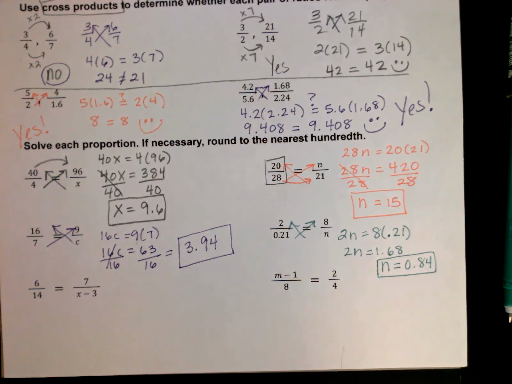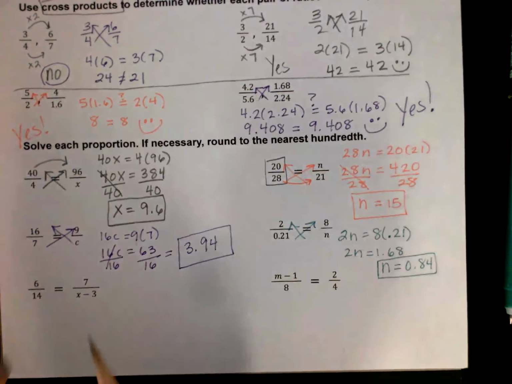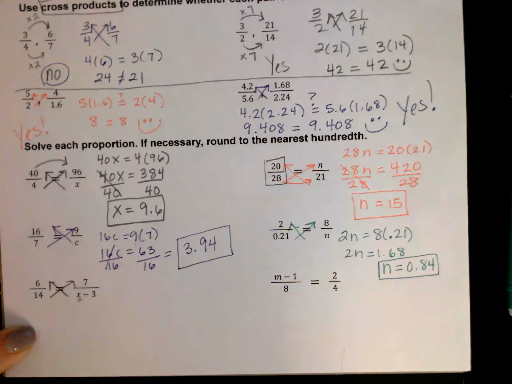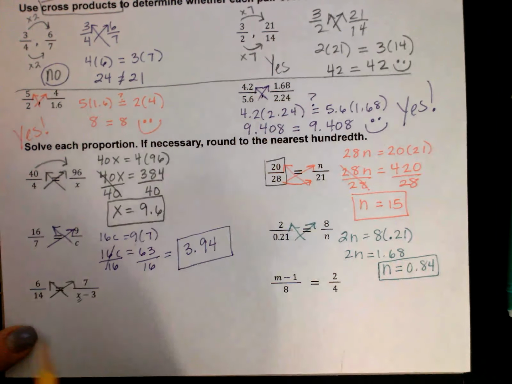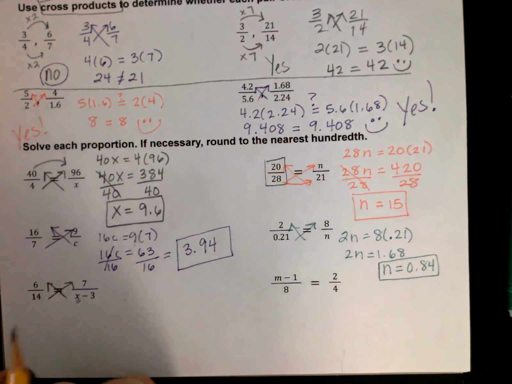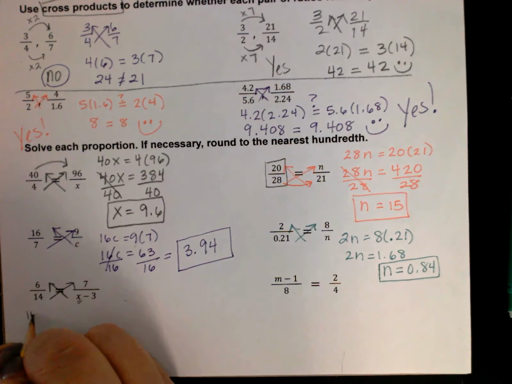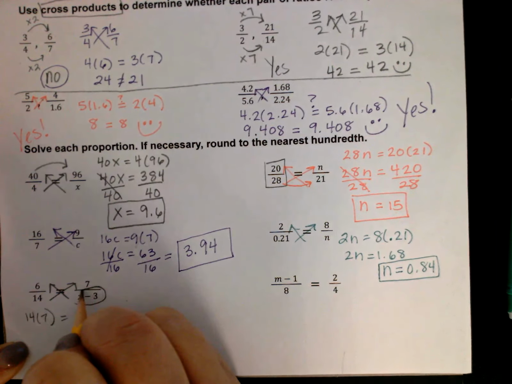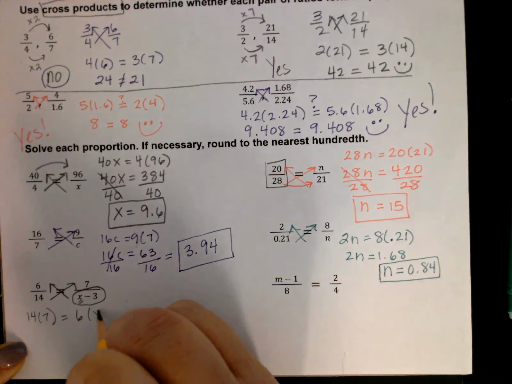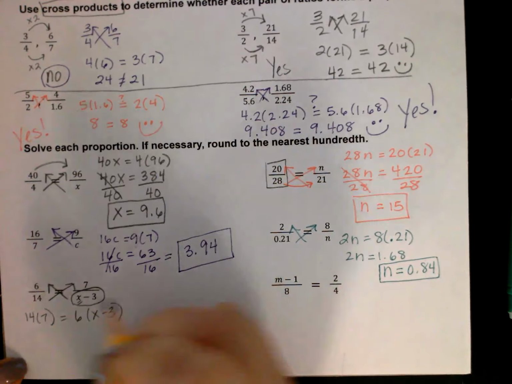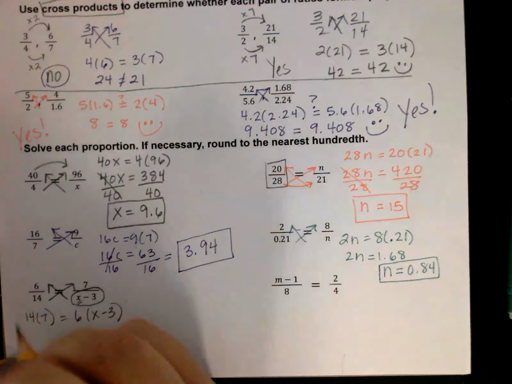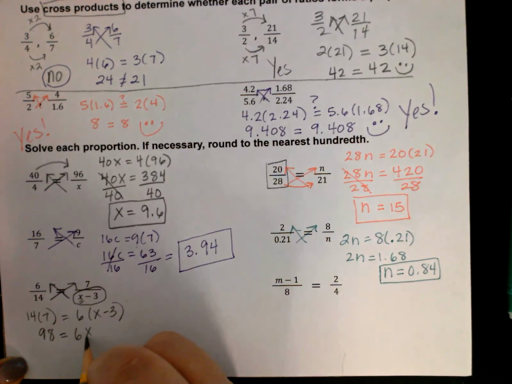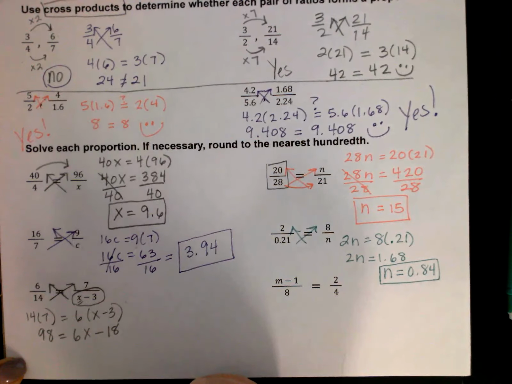Now we're going to kick it up a notch, but it's really the same thing. We're going to do cross products to determine the missing value for the variable, not what the denominator should be, but the variable. So I would take 14 times 7 has to equal 6 times the entire denominator, so x minus 3. 14 times 7 is 98. Distribute, so I get 6x minus 18.